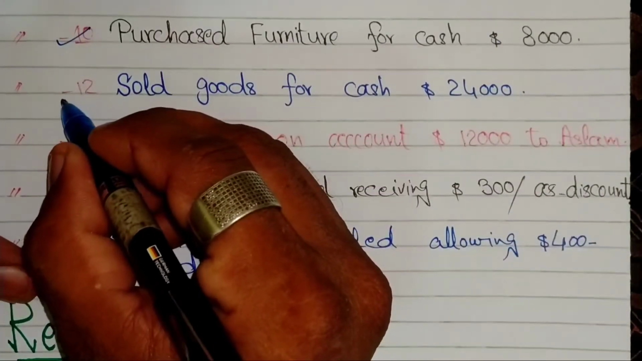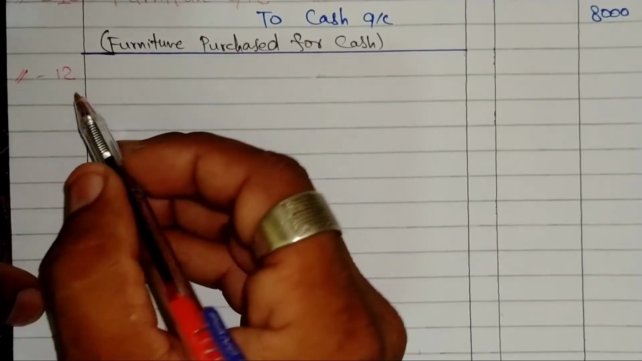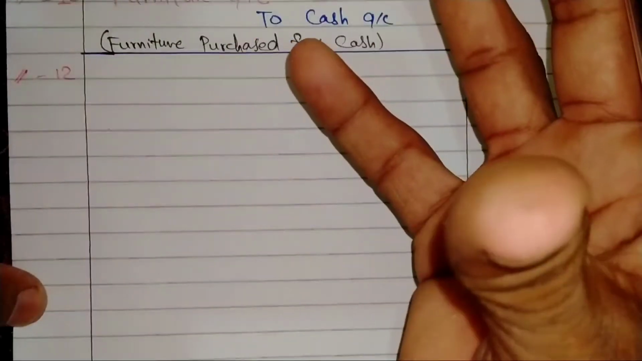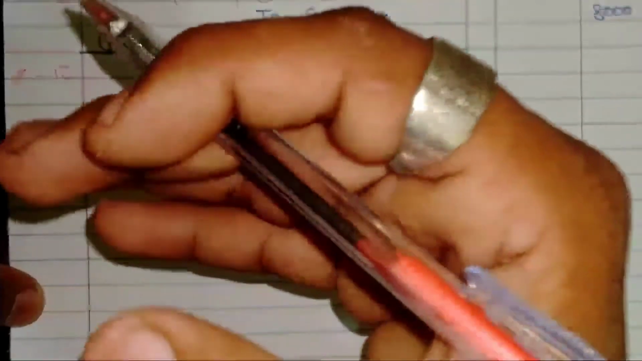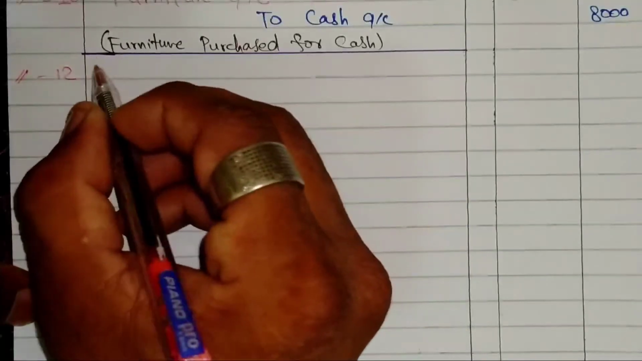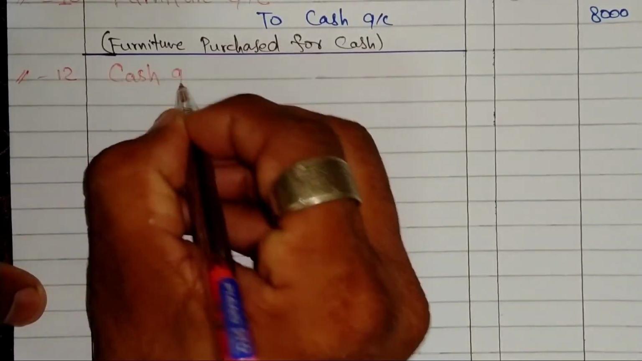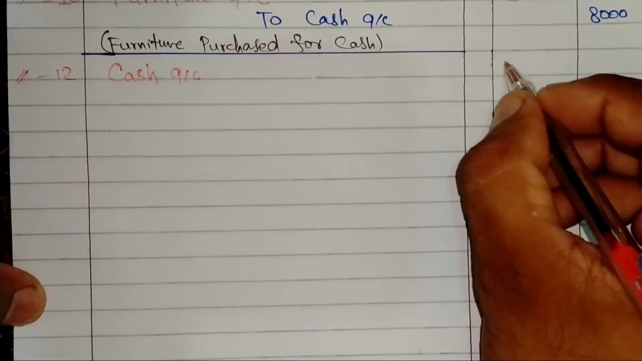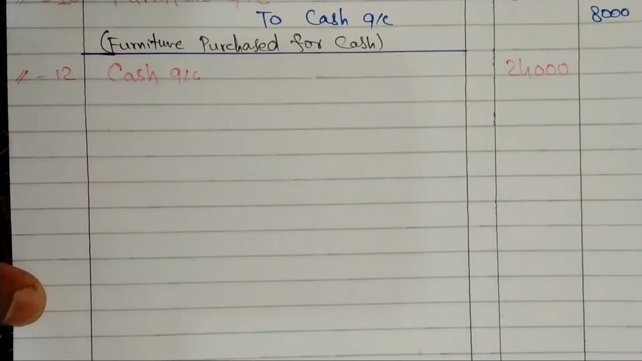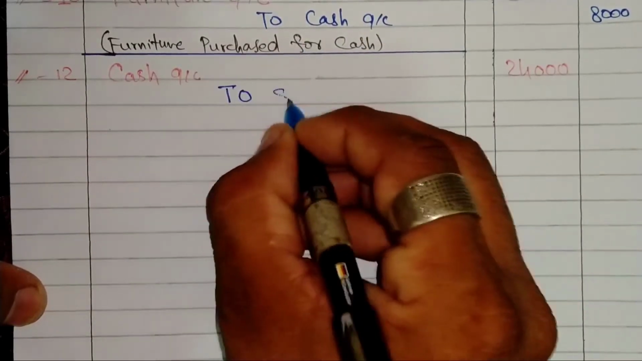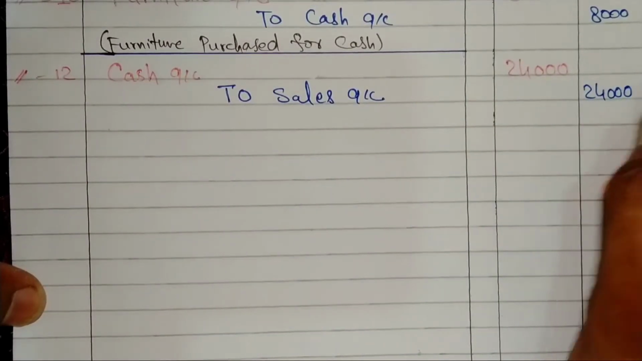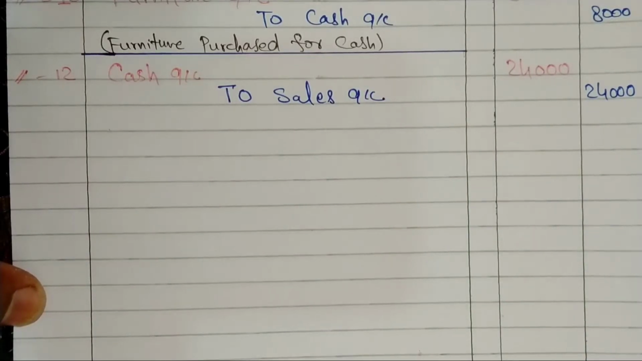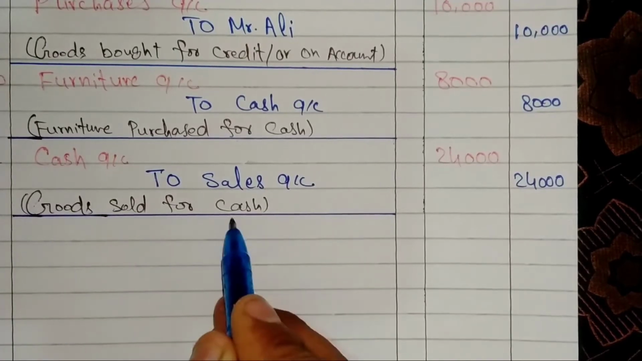Next transaction is on 12th March, goods sold for cash. So cash is inward in the business and sales account will show the outgo from the business. So cash account will be debit. Cash account with amount $24,000 because goods sold on cash basis. To sales account will be credit with amount $24,000 with description: goods sold for cash, simple.